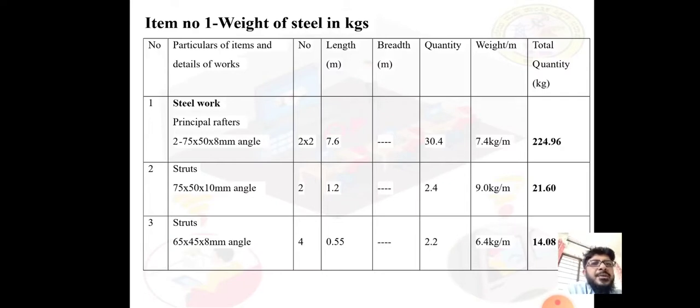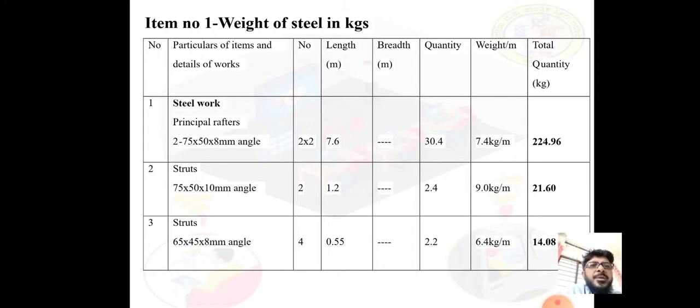75 into 50 into 10 mm angle. Its length is 1.2 meter, then total length is 2.4 meter. From the steel table, the weight is 9 kg per meter. So total weight 2.4 into 9 is 21.6. We'll list out the weights now.